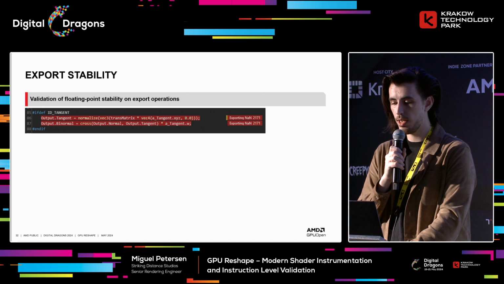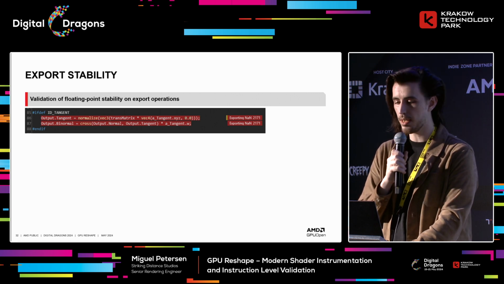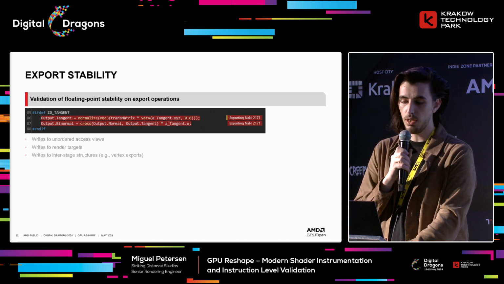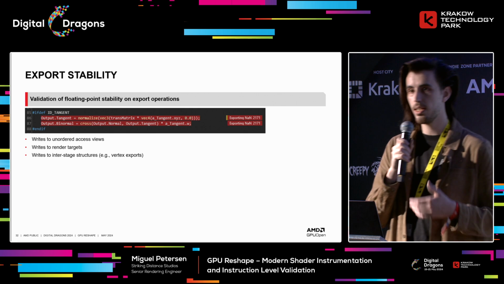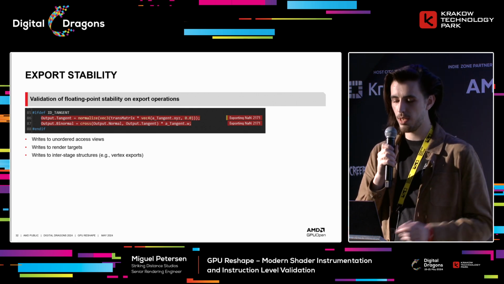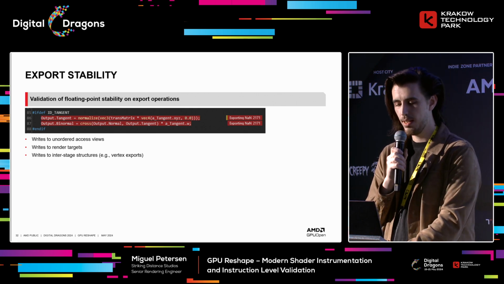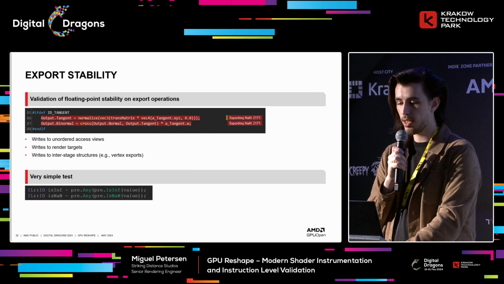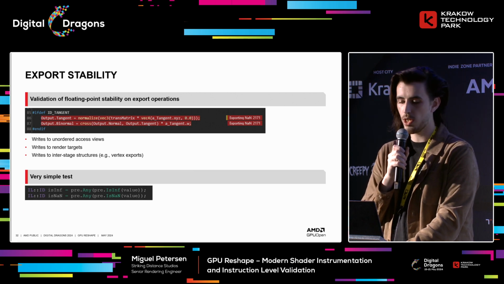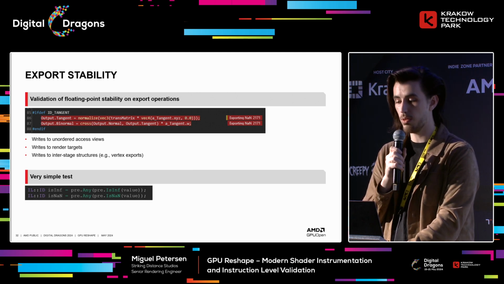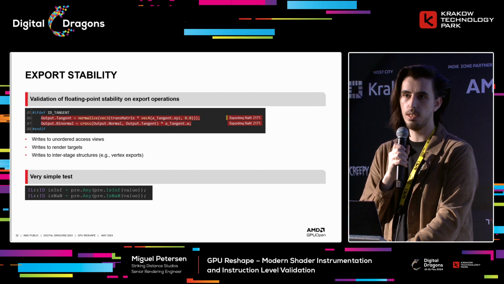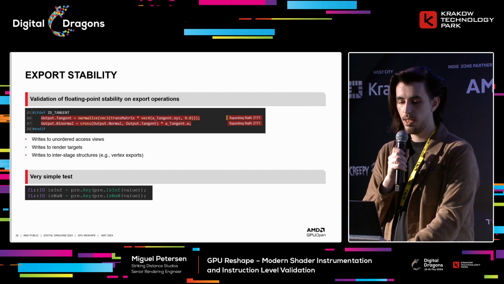Another simple feature is the validation of floating point stability. This happens on UAV writes, render target writes, and interstage data like vertices, which is quite applicable to mesh shaders as well. The test itself, we just check if the value in any given dimensionality, again, GRIL will handle vectorization or rather scalarization for you, is either infinite or NaN. And if either, we got an error. So it's nice and simple.